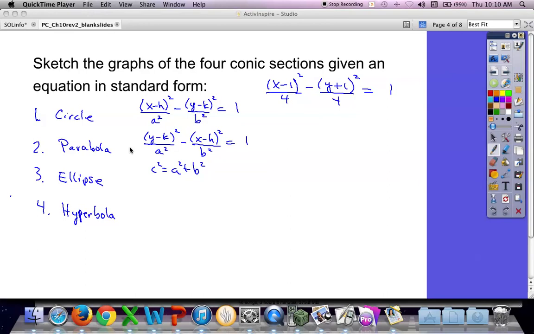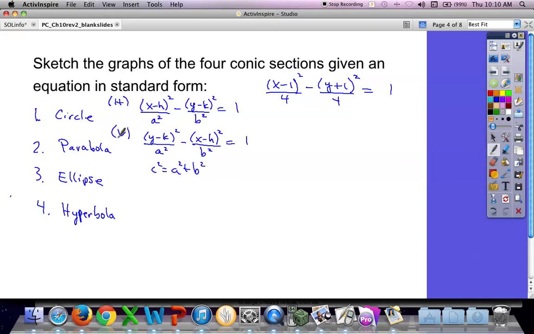Right? So hyperbola equations look a lot like the ellipse, right? What's different? Yeah, one term is positive and one is negative. That's how you recognize when you've got a hyperbola. And notice we've got the two forms, right? Here's the horizontal form, and here's the vertical form.